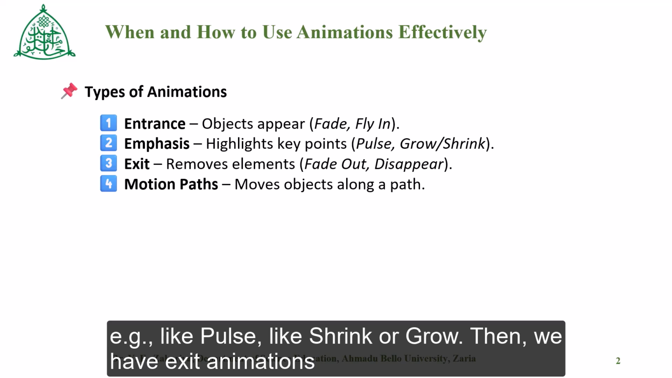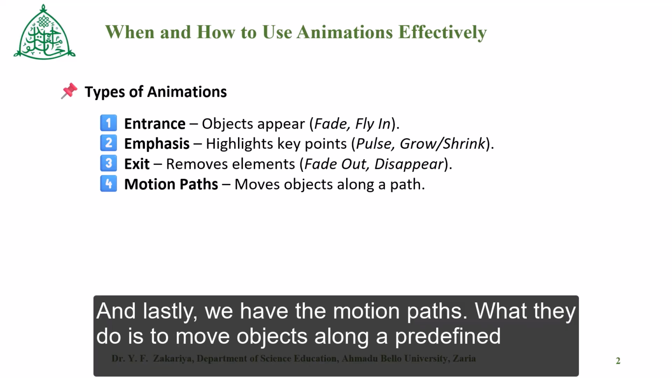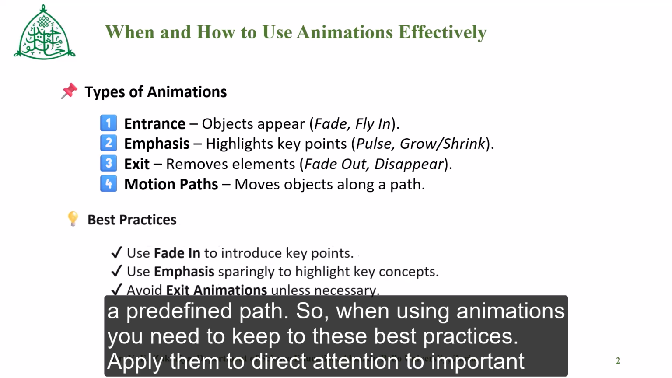Then we have the exit animations. This one will remove objects from view, like disappearing, fading, or fade out. And lastly, we have the motion paths. What they do is move objects along a predefined path.